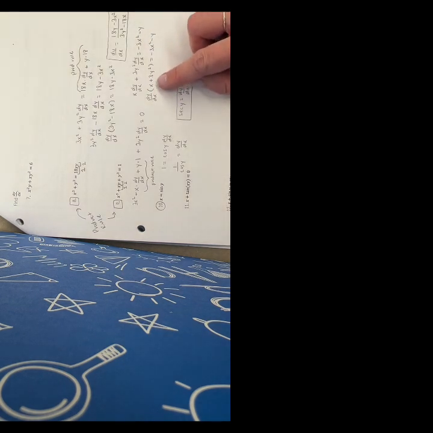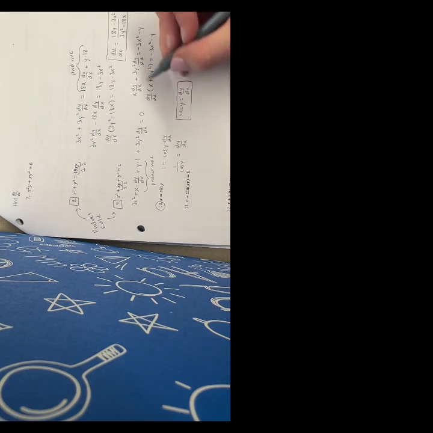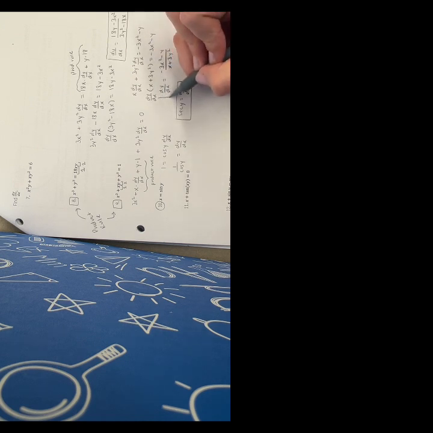And then to get dy/dx by itself, we'll move this to the other side by division. So dy/dx equals negative 3x squared minus y all over x plus 3y squared. And that's our final answer.